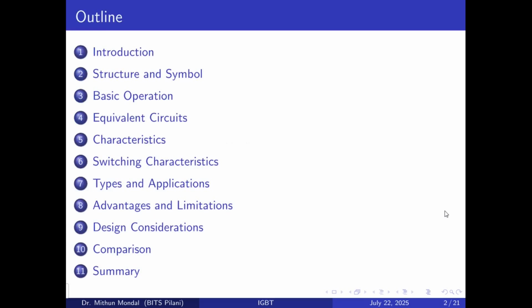So the outline goes like this. We are going to discuss the introduction of the IGBT. We will discuss its structure and symbol, the basic operation, the equivalent circuit, its characteristics, the switching characteristic, types and applications, advantages and limitations, the design considerations, and compare it with the other power semiconductor devices, and then we will conclude with the summary.